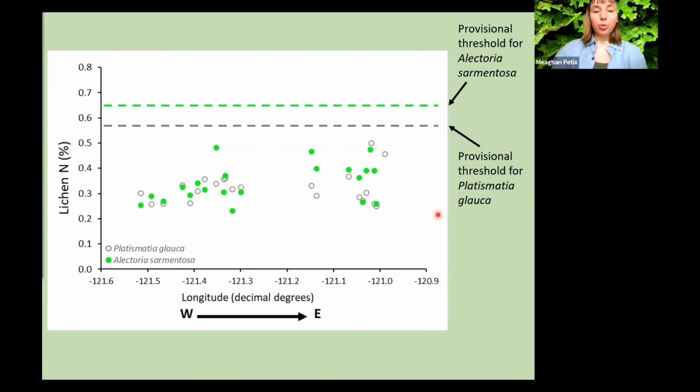We see that all the points fall below those respective thresholds, indicating that these plot locations likely do have low background levels of nitrogen deposition. However, we do see some points with values upwards towards these thresholds, indicating that these areas may have slightly higher nitrogen deposition.